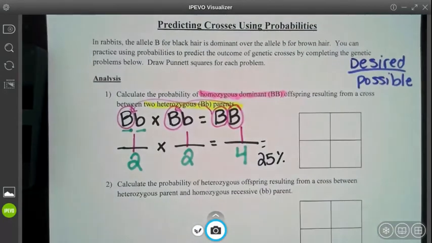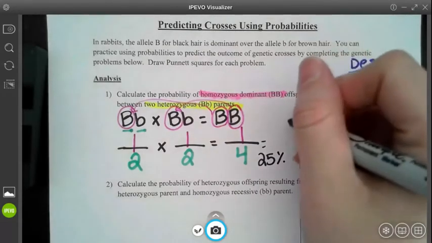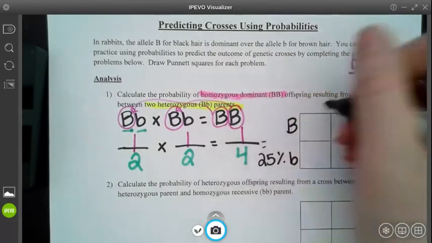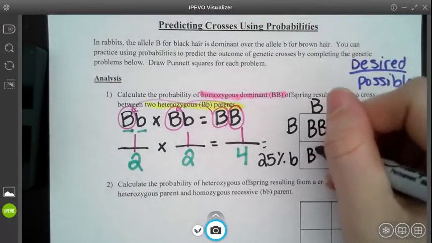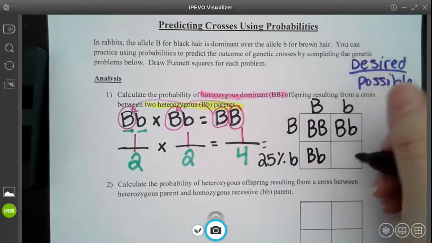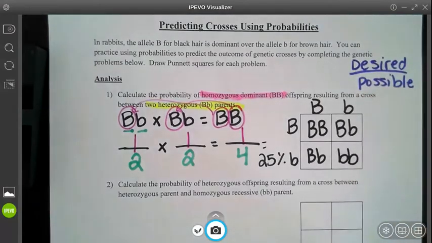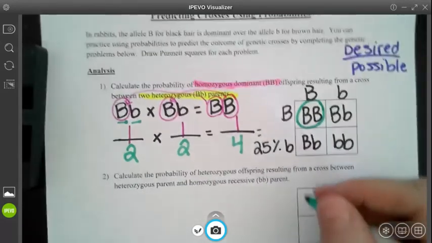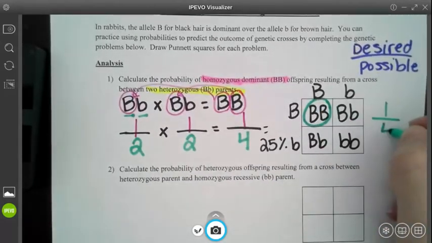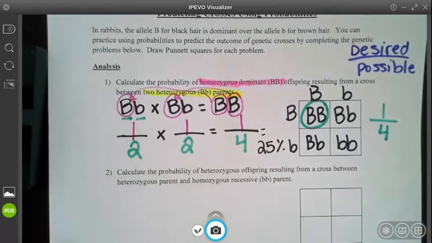Now I'm going to do my Punnett square here to show that I'll get the same answer. The Punnett square is just shown here to make sure I'm checking myself with it. Okay, so here is my desired right there, and it's 1 out of 4. Now we're just putting math problems to this. Let's do number 2.